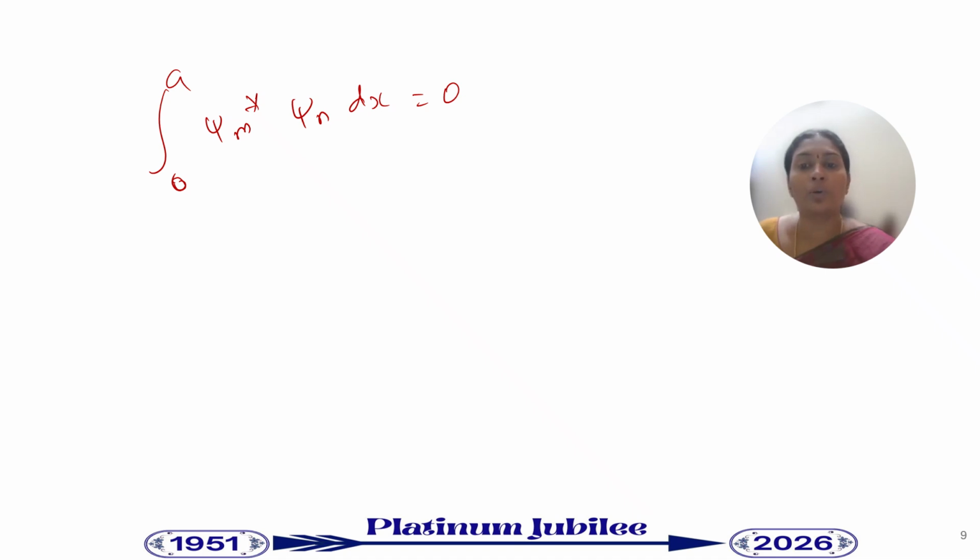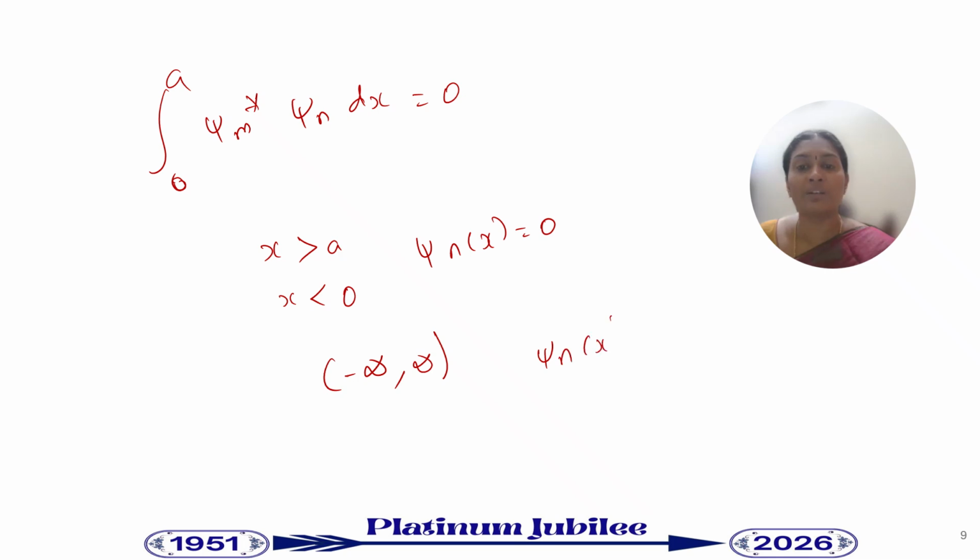So they are orthonormal functions. And even outside these limits, I mean when x is greater than a or when x is less than 0, we couldn't find the particle. In that case also psi n of x is equal to 0. So we can say for the whole limit, minus infinity to plus infinity, the wave function psi n of x is an orthogonal function.